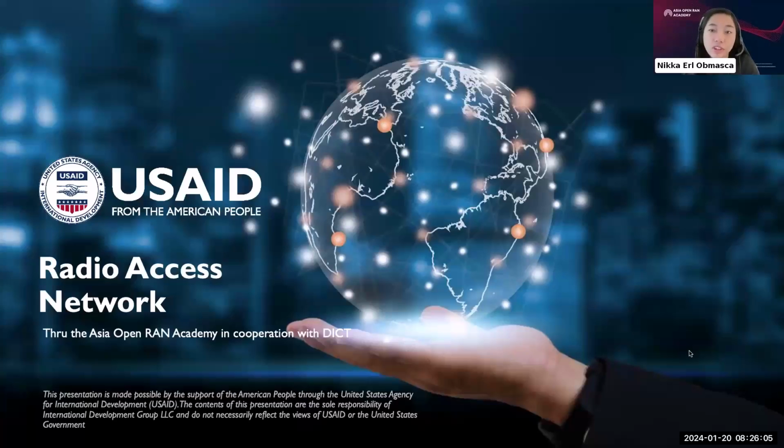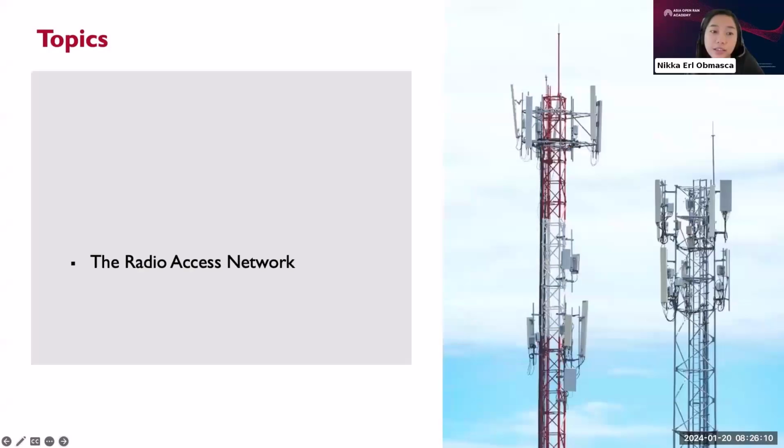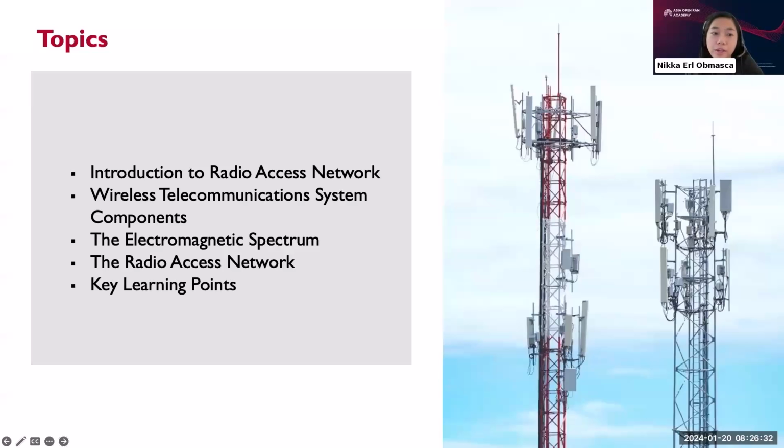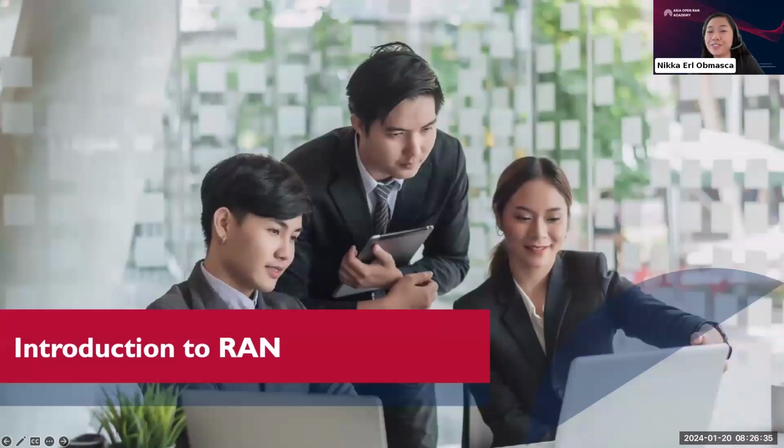So the topics that we'll be discussing today: first is the radio access network. Next is, of course, an introduction to the radio access network, the wireless telecommunication system, the electromagnetic spectrum, and some key learning points or the summary of our discussion. Okay, so to set the stage, let's start with a brief overview of what RAN is and its role in the telecommunication ecosystem.